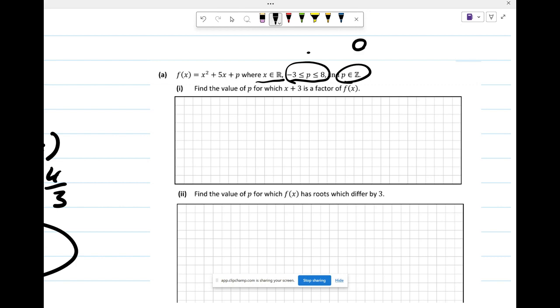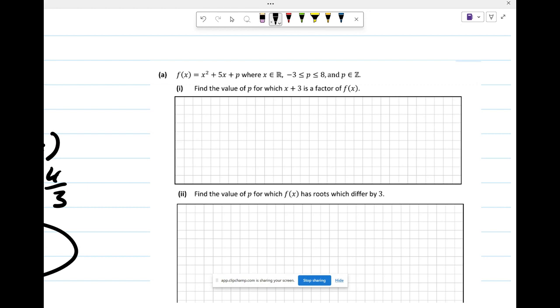So an integer is either 1, minus 1, 2, minus 2, 3, minus 3. So whole numbers, positive and negative. So that's what p is. So this could be useful if you get, so we're trying to find values for p here and here. And if we get anything that's a decimal, we know we've gone wrong somewhere because p needs to be a whole number. But anyway, let's get into the question.